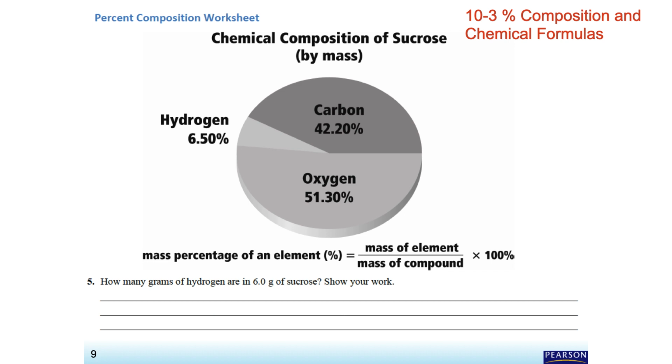How many grams of hydrogen are in 6 grams of sucrose? Show your work. Well, I'm going to take my 6 grams of sucrose times 6.50% and I get 0.39 grams of hydrogen.